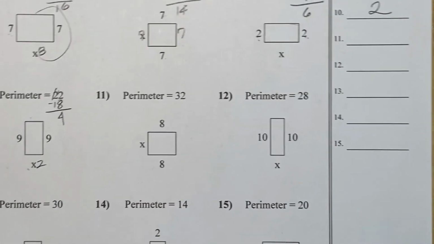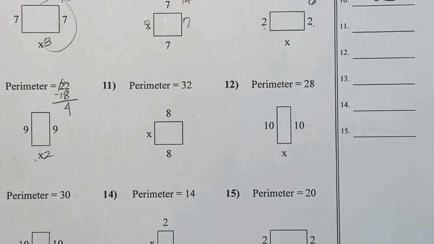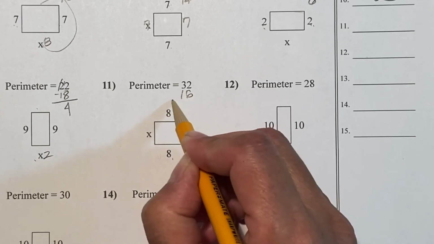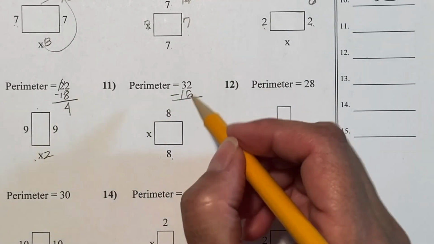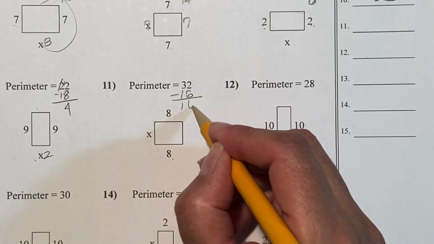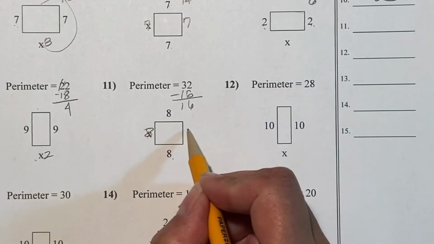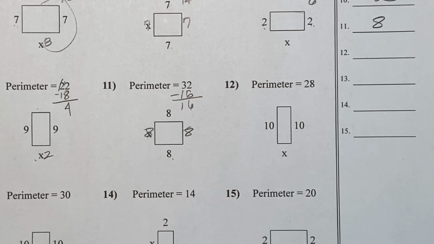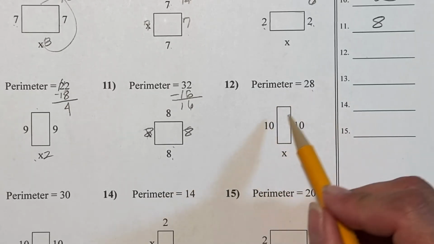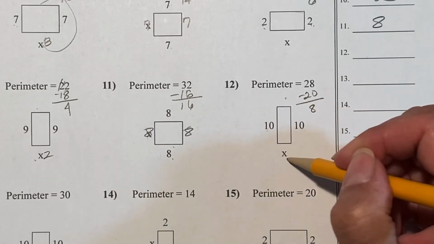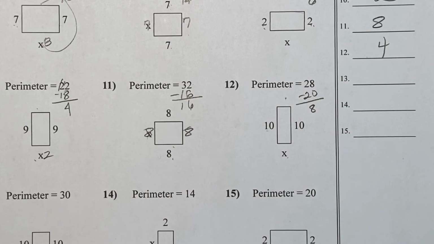Let's take a look at question number 11. 32 is my total perimeter. I see the top and bottom here are 8 and 8. That's 16. I'm going to subtract that, and I know that 32 is 16 doubled. So my answer is 16. Half goes over here, half goes over here. X equals 8, and this is another square. Number 12. Total perimeter is 28, and I already have 20 here. So this 8 needs to go half to the top, half to the bottom. X equals 4.